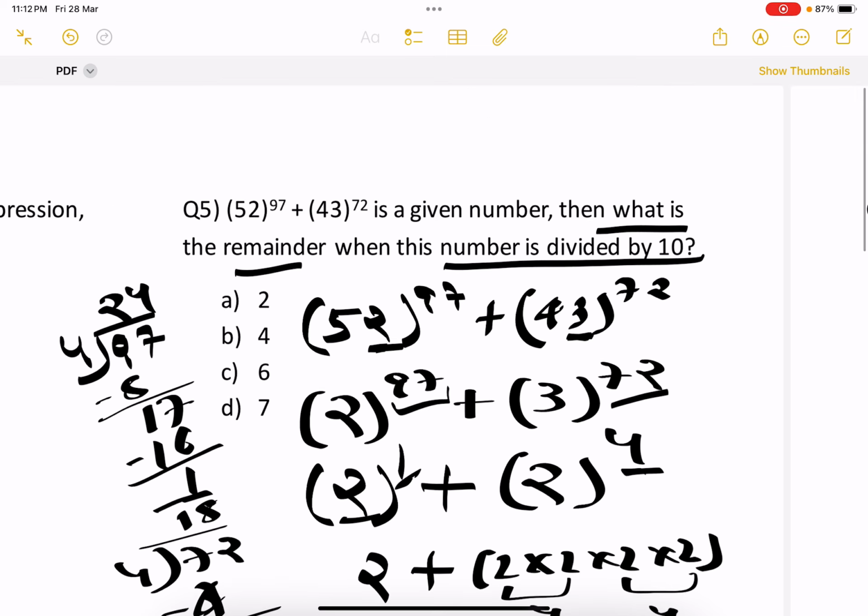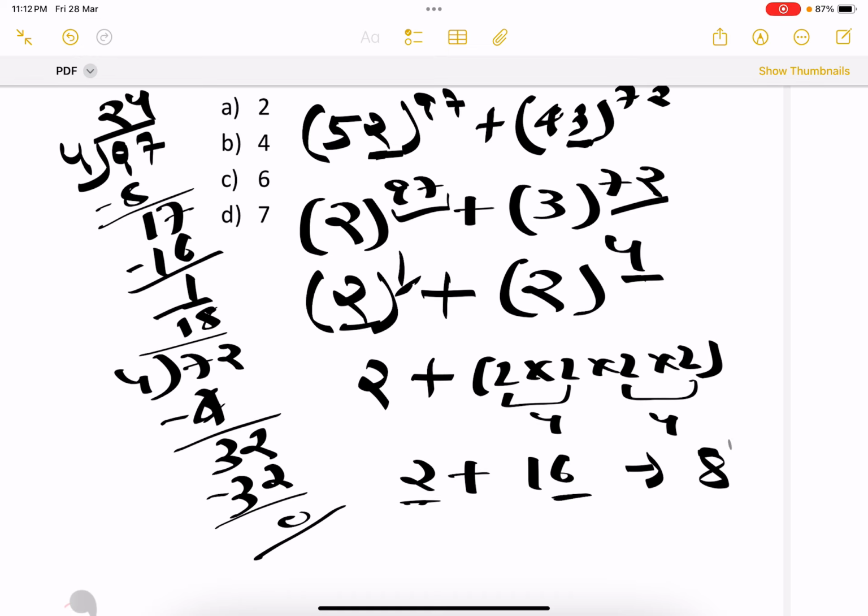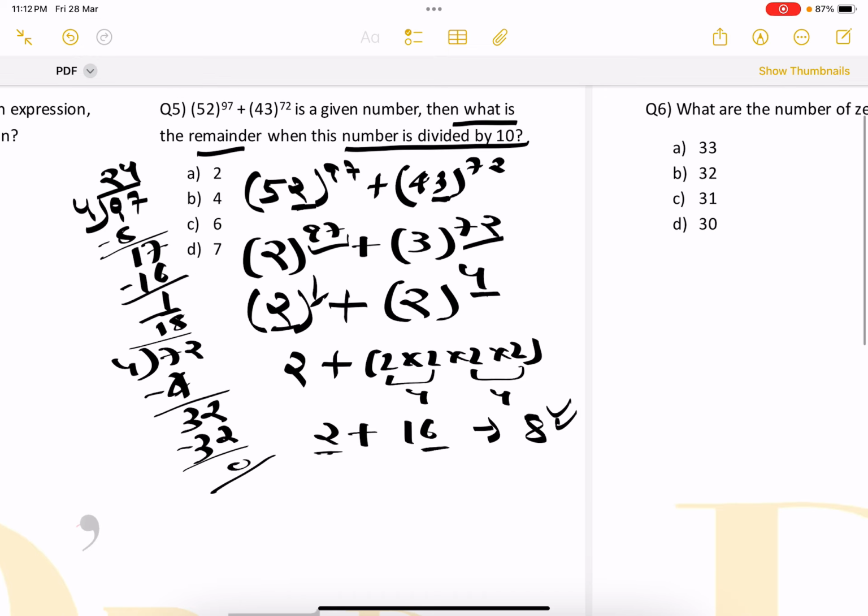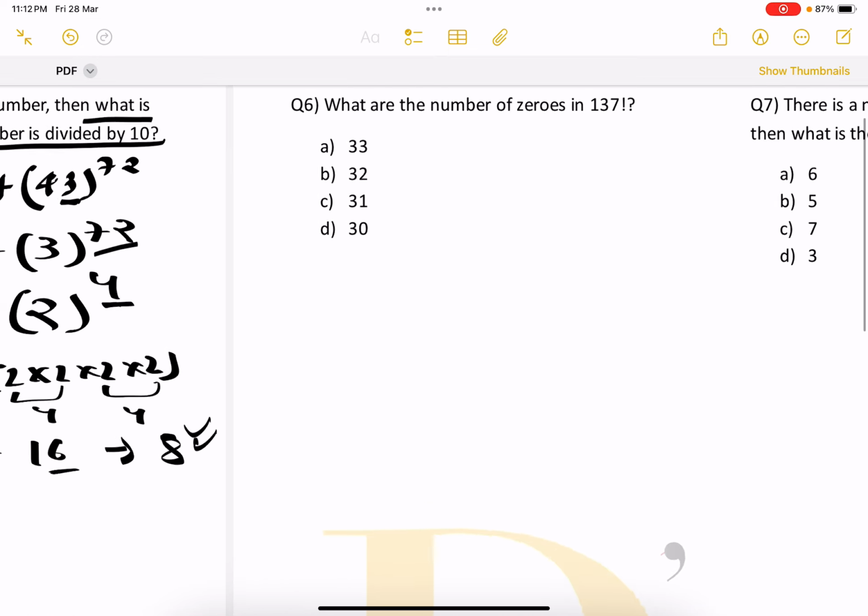Which is not provided in this solution. So the answer to this question is 8. Okay. Now let's move on to another question.